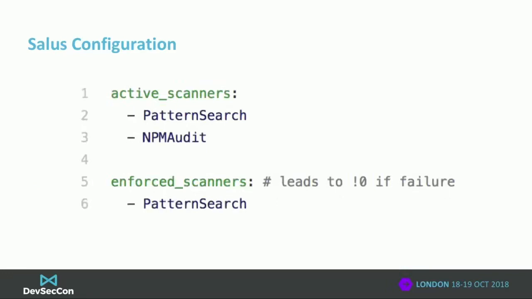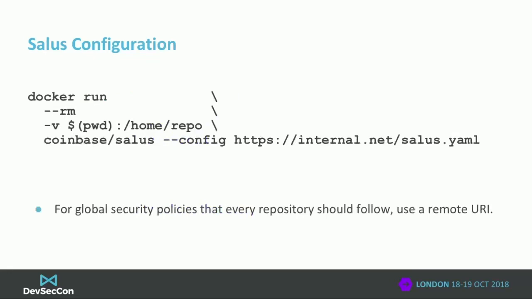So basically, here's a block of YAML which could be valid Salus configuration. You could say, active scanners, I only want you to run pattern search and npm audit, and the only thing I'm going to enforce is pattern search. So only if one of the regexes that I looked for, maybe it was dangerouslySetInnerHTML in a React application or something, if you find that thing, then you can lead to a non-zero exit status. And if npm audit happens to fail, you probably should care about that, but if for some reason you didn't, it wouldn't be enforced here.